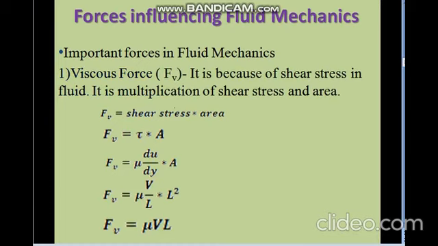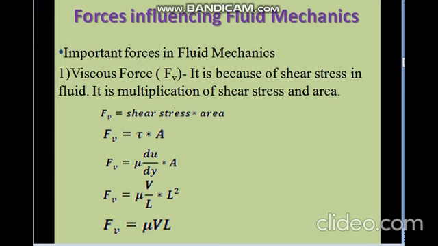Viscous force is denoted by Fv. This is the force because of viscosity. We know that viscosity is the internal resistance to the flow. This viscosity causes shear stress, and when shear stress acts on an area, it becomes the shear force. This shear force we call the viscous force. So shear stress into the area will be our viscous force. Now shear stress tau is given by Newton's law of viscosity, it is mu du by dy.